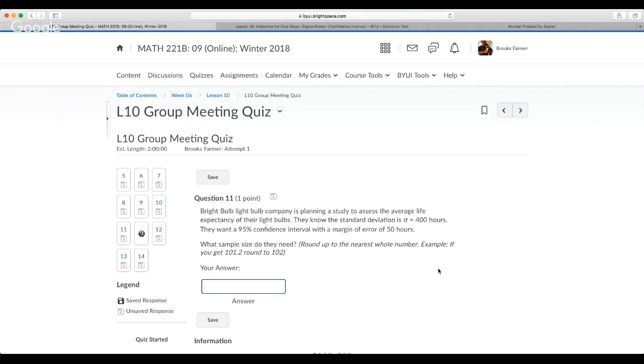All right, you guys get it yet? So it's just z times sigma over m, squared, right? Yes. You want z times sigma on the top and the margin of error on the bottom. So the whole z times sigma is divided by 50, squared. Just make sure you have those parentheses in the right spot.